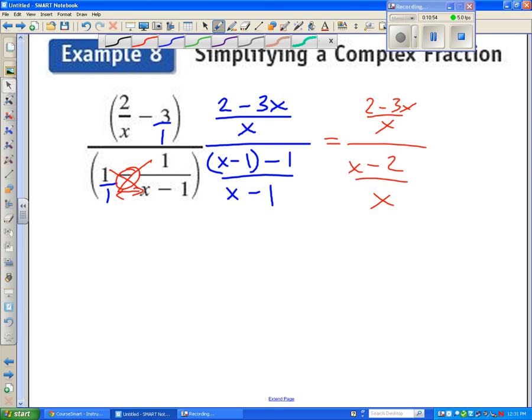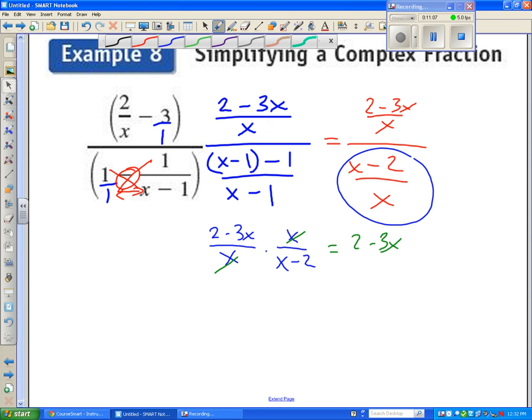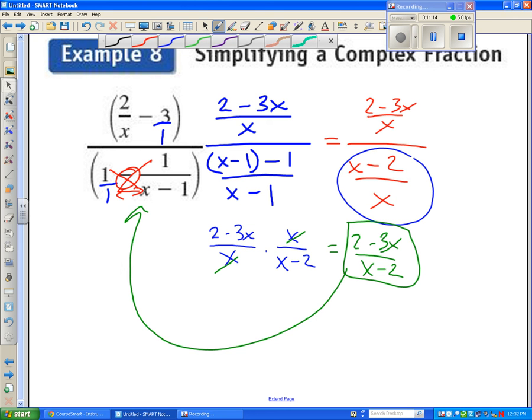Now, dividing by a fraction, this is the case I'm talking about, is the same thing as multiplying by the reciprocal. So that's what I'm going to do here. So times x divided by x minus 2. Noticing the x's cancel, and I've got 2 minus 3x all over x minus 2. That's about as far as you can go with it. Notice this is much simpler than this complex fraction.